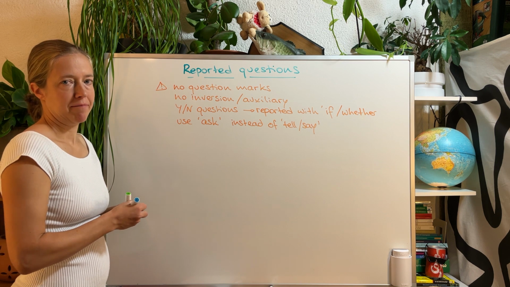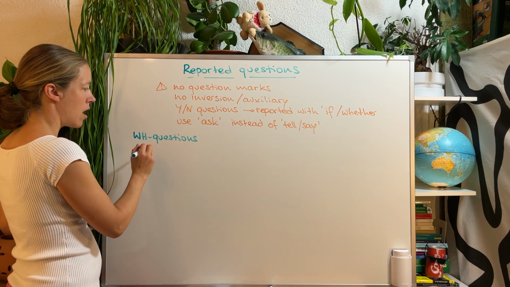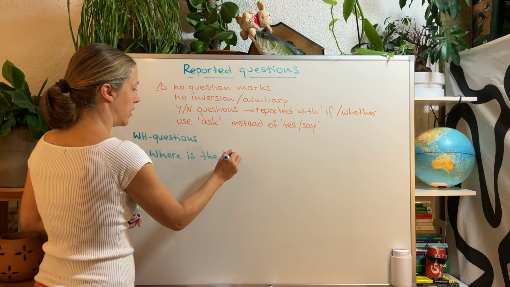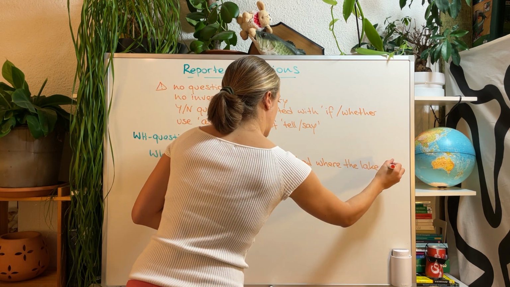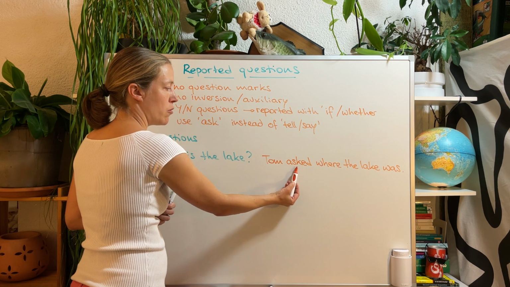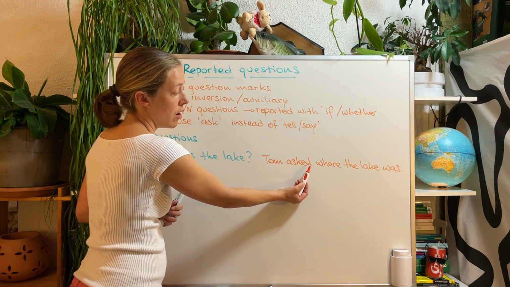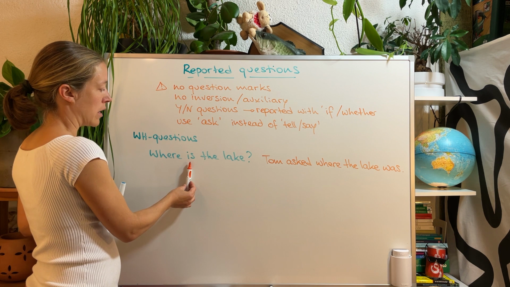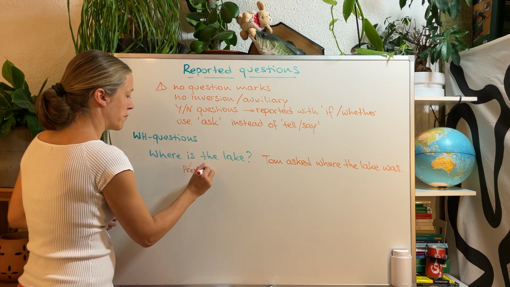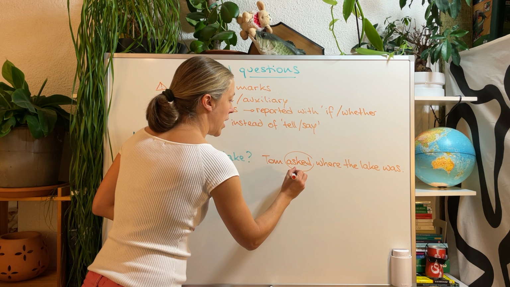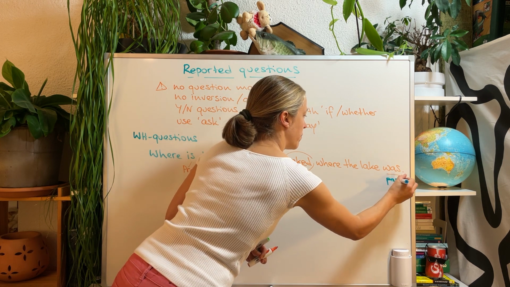Let's look at some examples. First, let's look at WH questions. Imagine this question. Tom says, "Where is the lake?" The reported question would be, Tom asked where the lake was. As I have a reported verb in the past simple, I have to change the tense of my sentence. So instead of having is, I write was in the past simple. Here I have the present simple, and I have a past reporting verb. I change the tense, and I write the verb in the past simple.